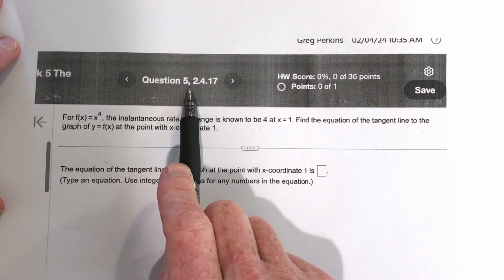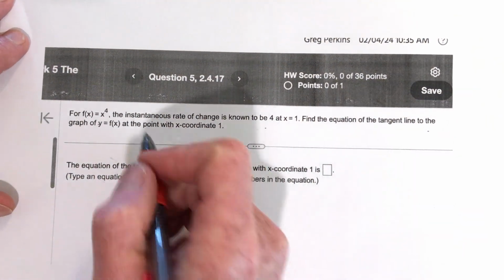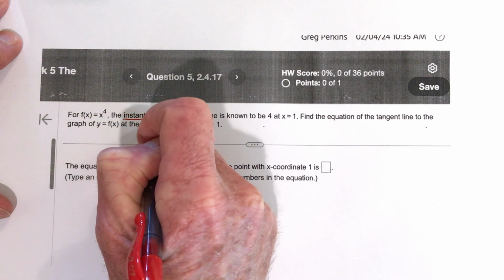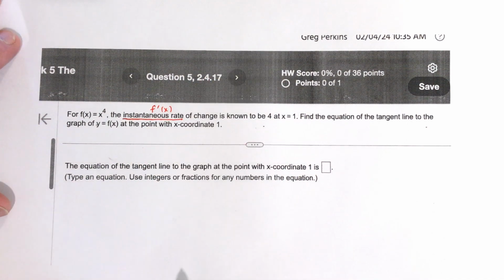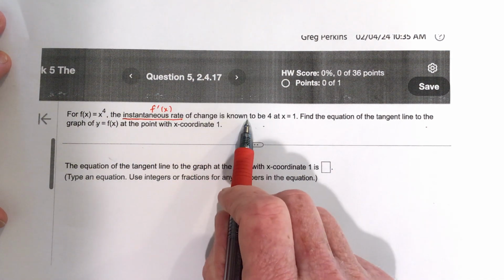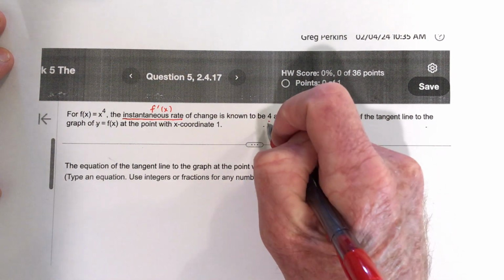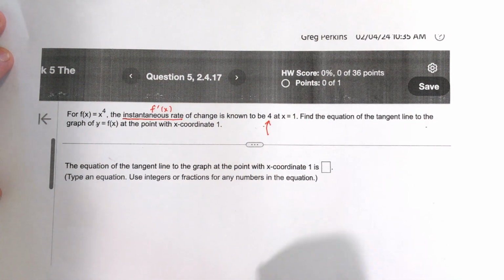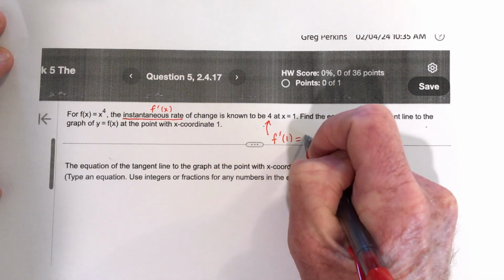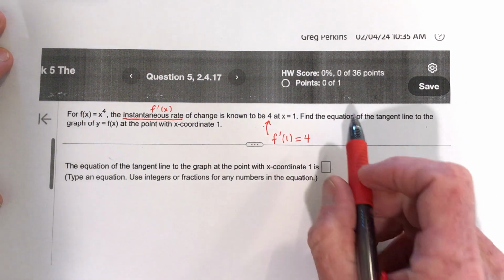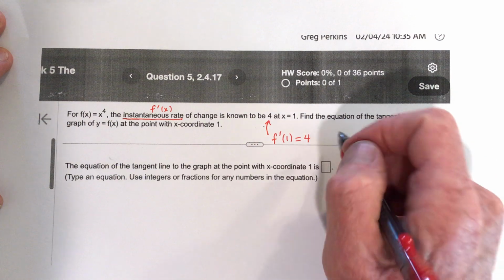Question number 5. So it says x to the 4th. And if you watch the lecture, the very last one I did was the instantaneous rate of change. So that's saying find the derivative. Oh, actually, they say it's known to be 4. Oh, I thought we were going to find it. They actually told us. So they're saying that the derivative equals 4. So the derivative, if you plug in x equals 1, it equals a 4. And then find the equation of the tangent line at that point when the x is a 1.